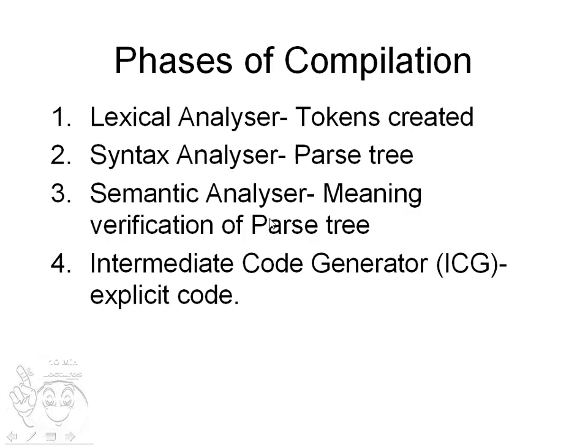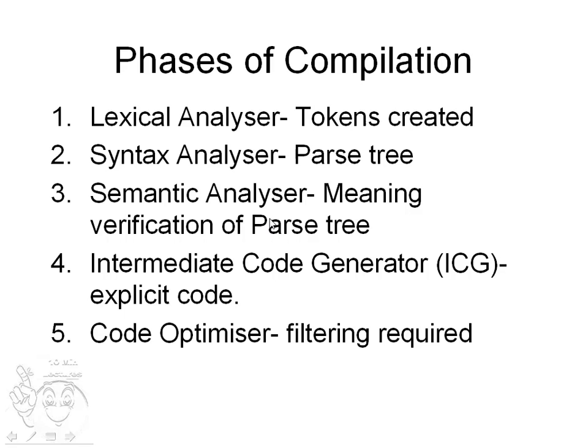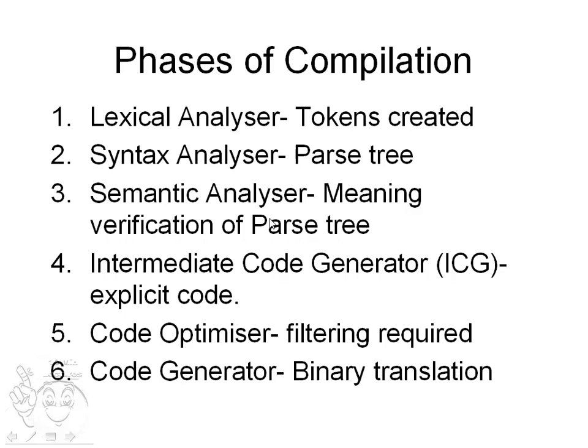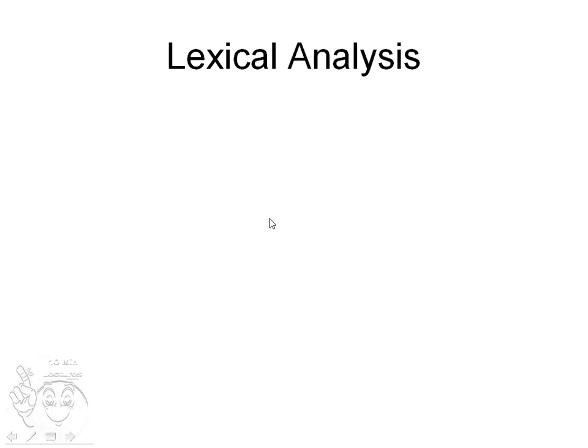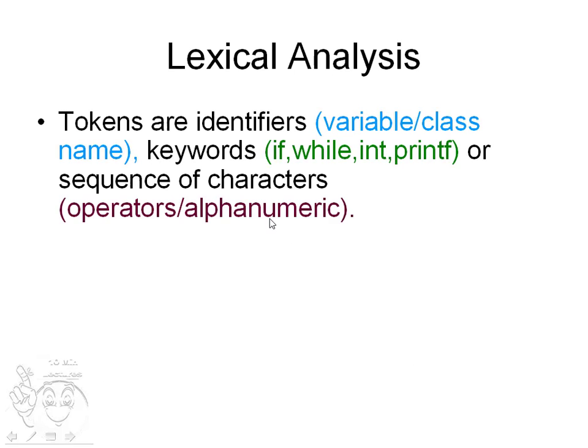The fourth step is the intermediate code generator. It will create some peculiar code based on the language. It is not the final end result, but an intermediate code which is generated in the fourth phase. The fifth phase is optimizing, where unwanted code is filtered out and only useful code is processed further. The last phase is the code generator. This is the phase where our end product is obtained in binary form. Okay, so let's go to the first phase, lexical analysis.